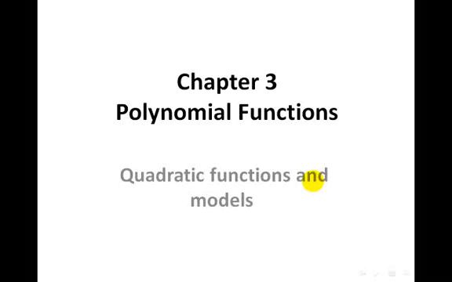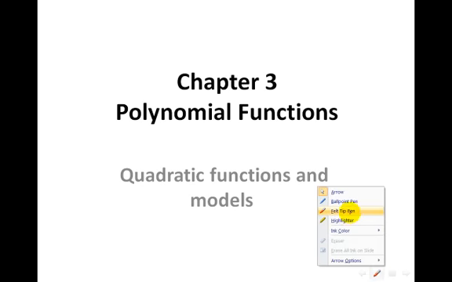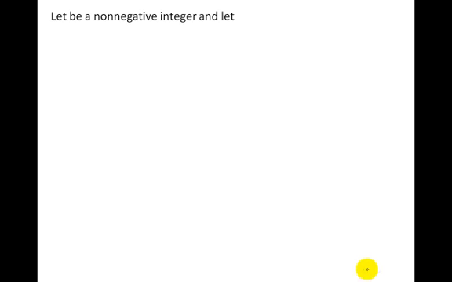Hello, here we start chapter 3, polynomial functions. 3.1 is quadratic functions and models. Okay, the first item is not a question, it's actually a definition for polynomial functions.